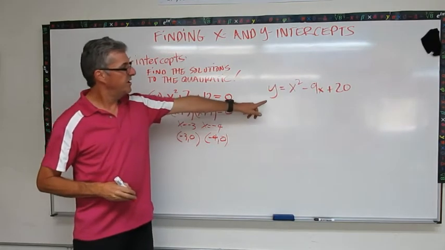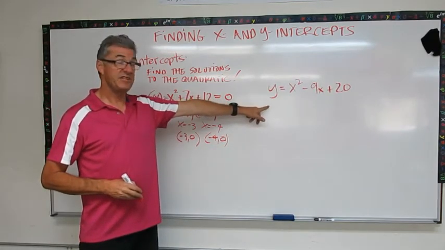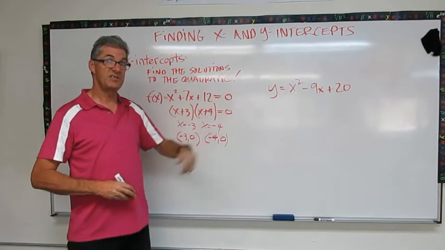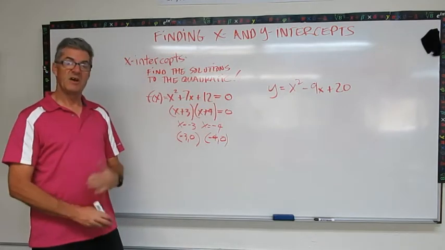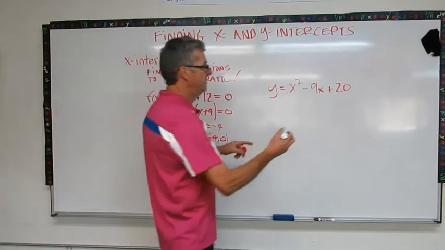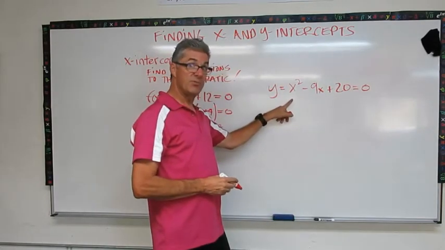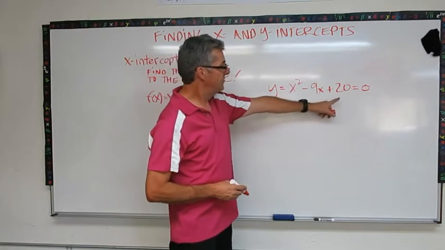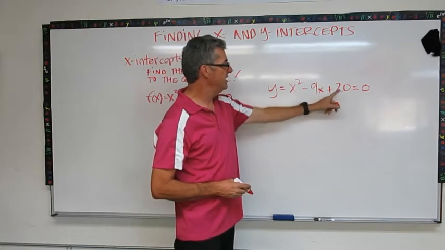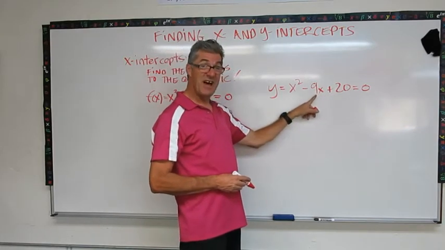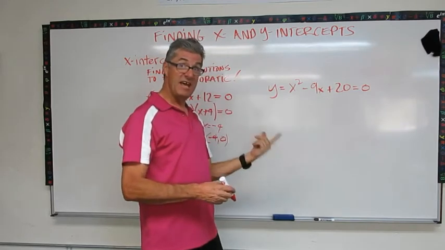Okay, what I'd like you to do is try this one. Find the x-intercepts for this quadratic function. Pause the video. Okay, let's see how you did. Set it equal to 0 and solve. Again, another product sum type. Two numbers that multiply to 20 that add to -9. That would be -5 and -4.